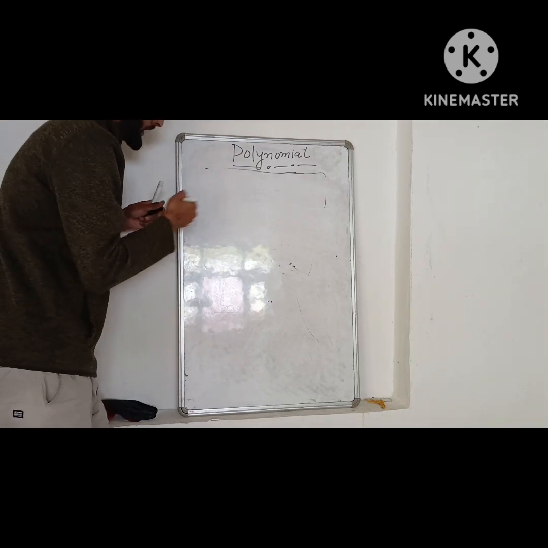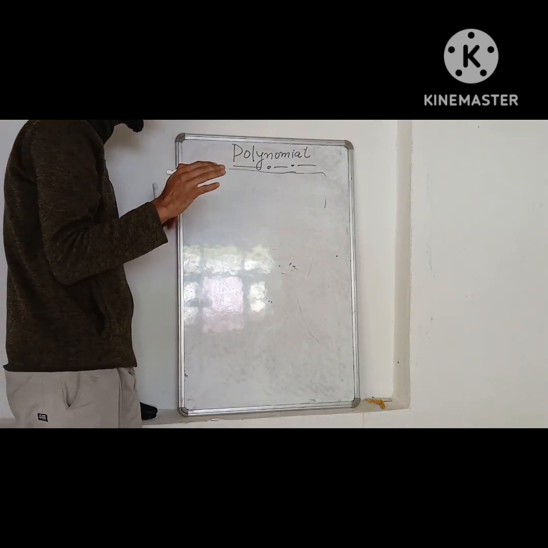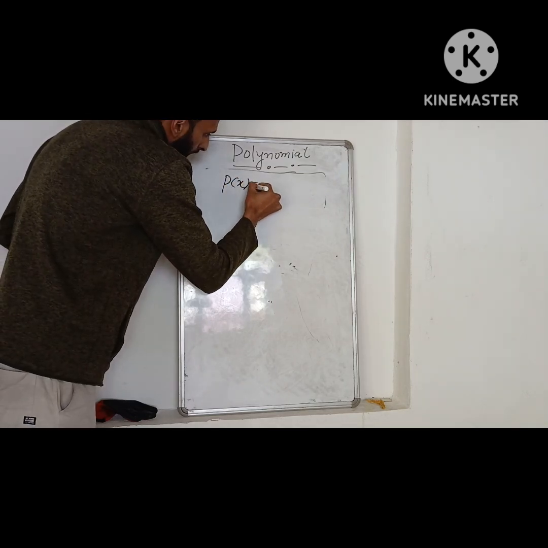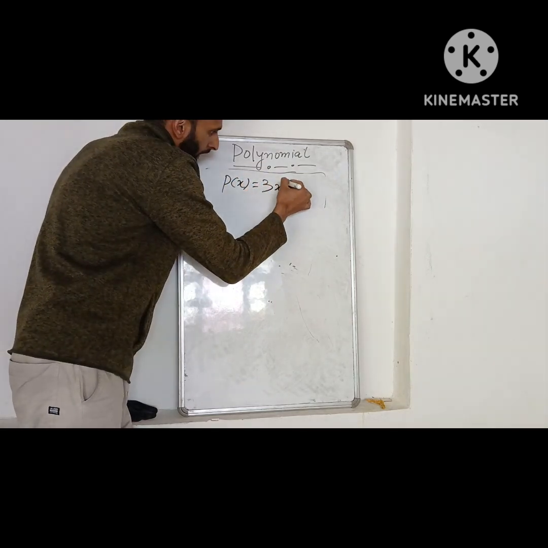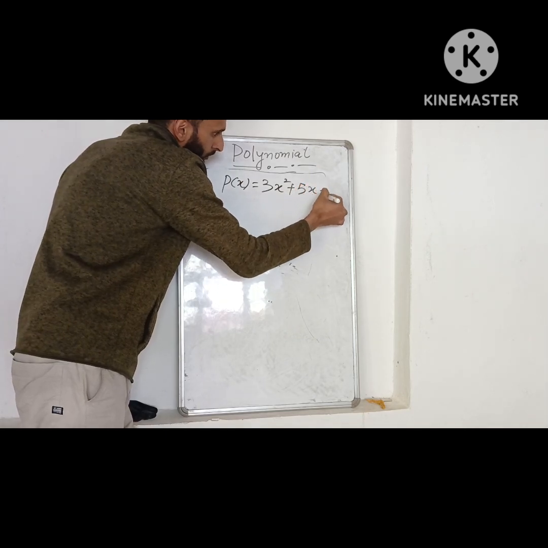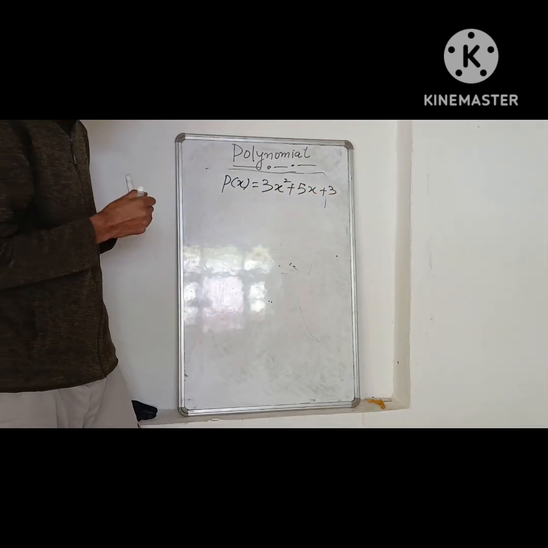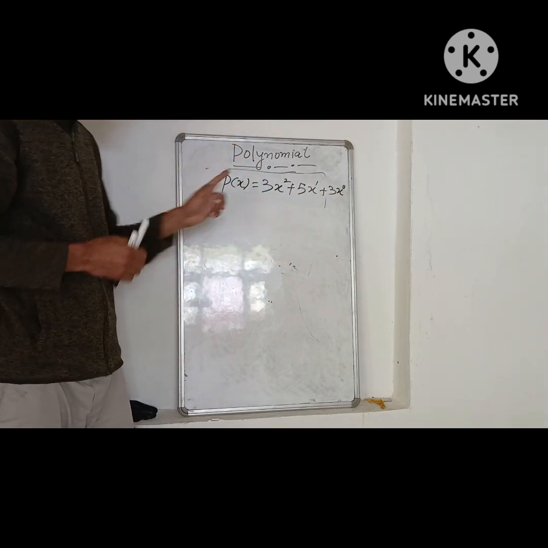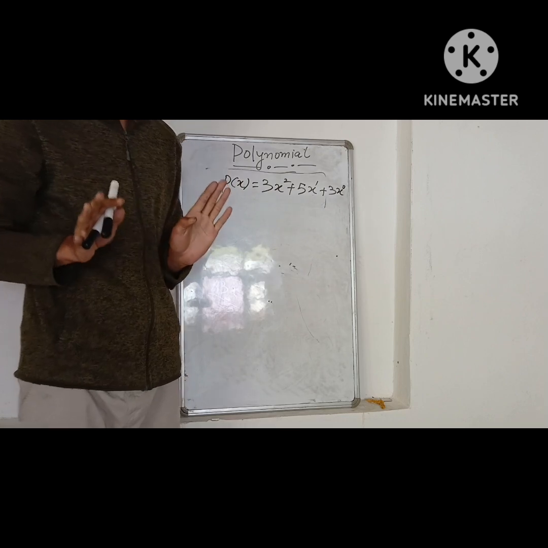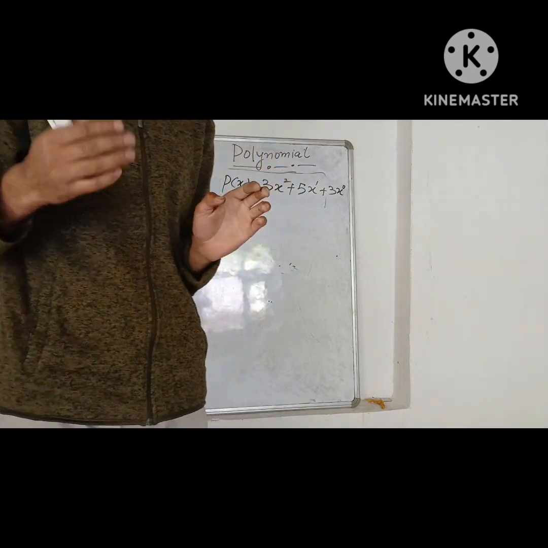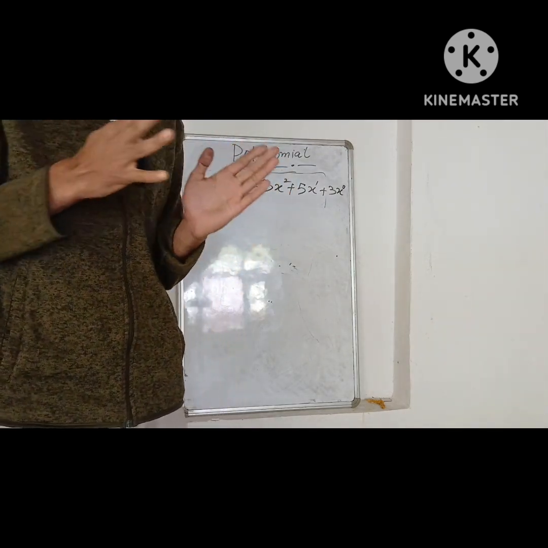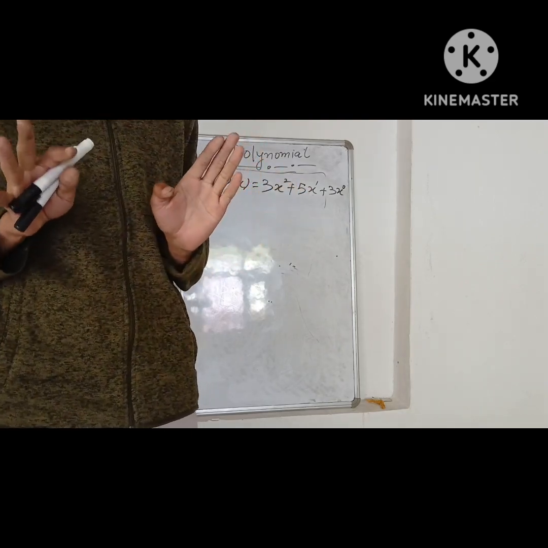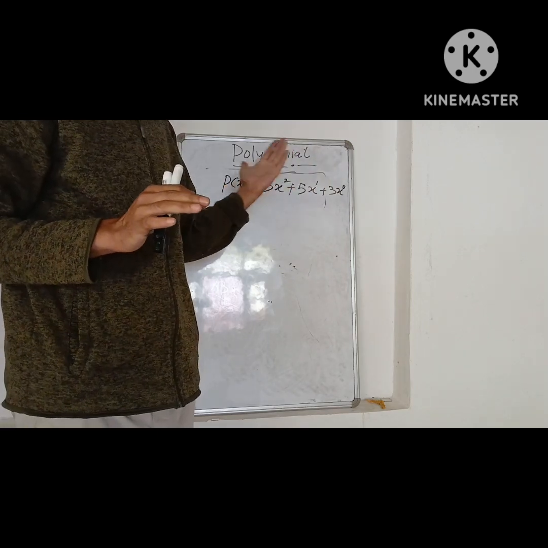And polynomial, we are denoting polynomials with p of x. Say I am taking a polynomial like 3x square plus 5x plus 3. Here if you look, x has power 1, here x has power 0. So 2, 1 and 0, they are all whole numbers. They are also rational numbers, but here we are discussing the whole numbers. They are all whole numbers. We call this a polynomial.